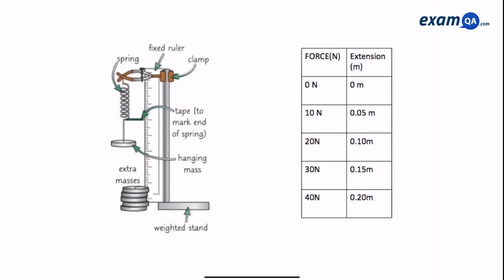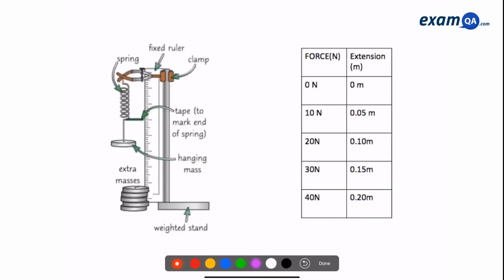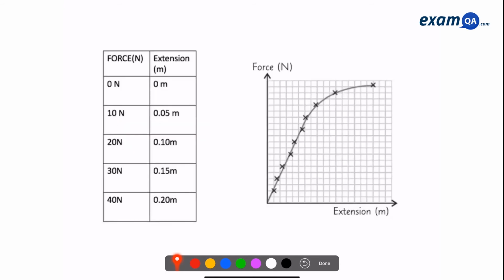Now, the next one is a practical of how we can produce this kind of graph. To do that, we're going to first have this set up where we have a clamp, clamp it with a ruler, have your spring and some masses. And what you're going to do is add the masses and record the extension. So you're going to keep on adding masses each time, and you're going to record how much it extends by. Once you've done that, on the x-axis, you're going to plot extension. On the y-axis, you're going to plot force. And eventually, you should see something like this.